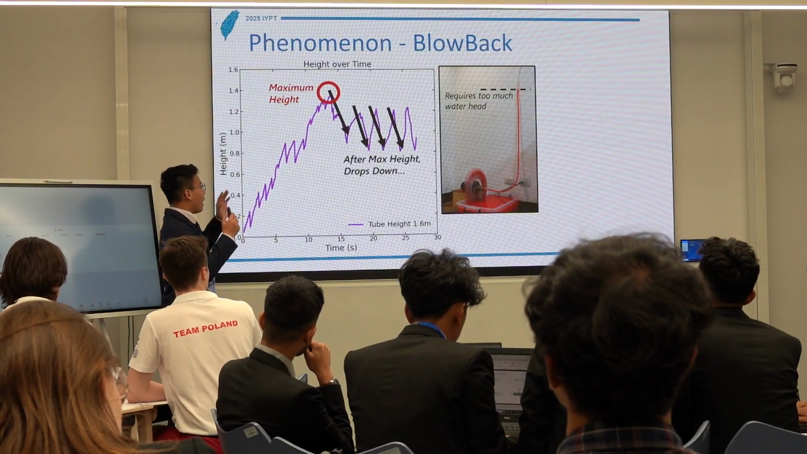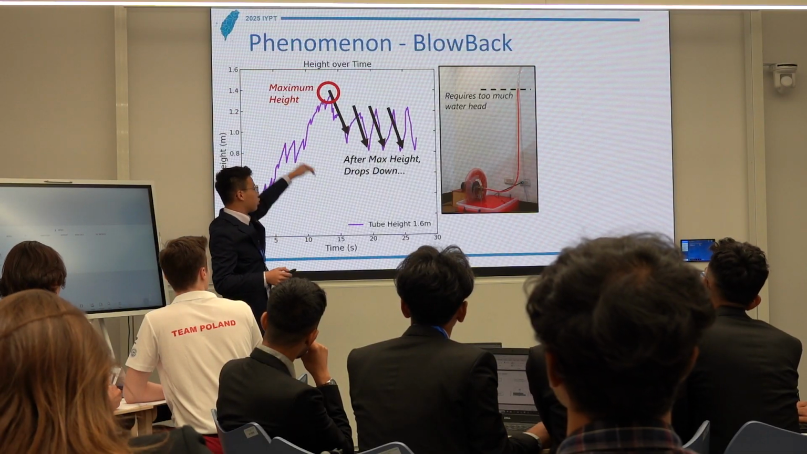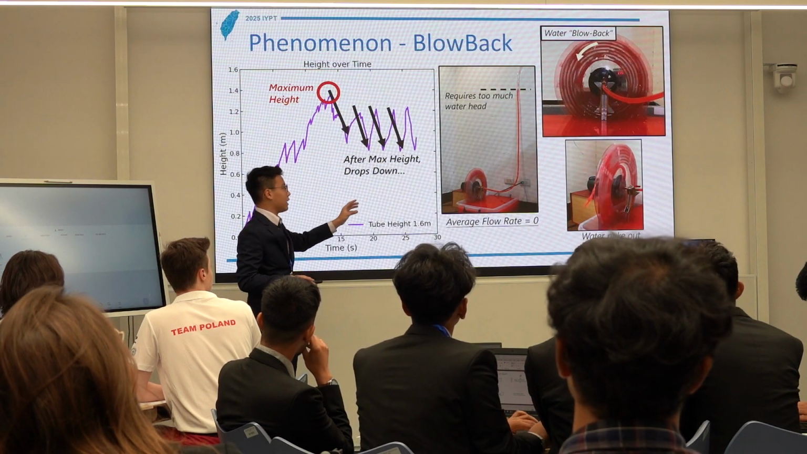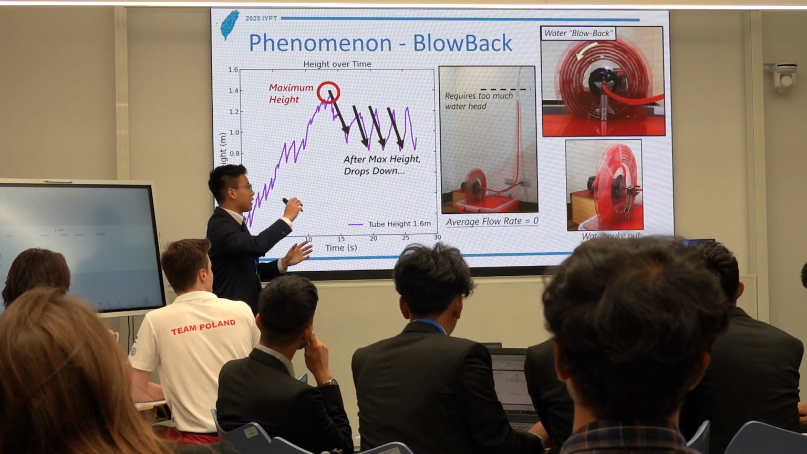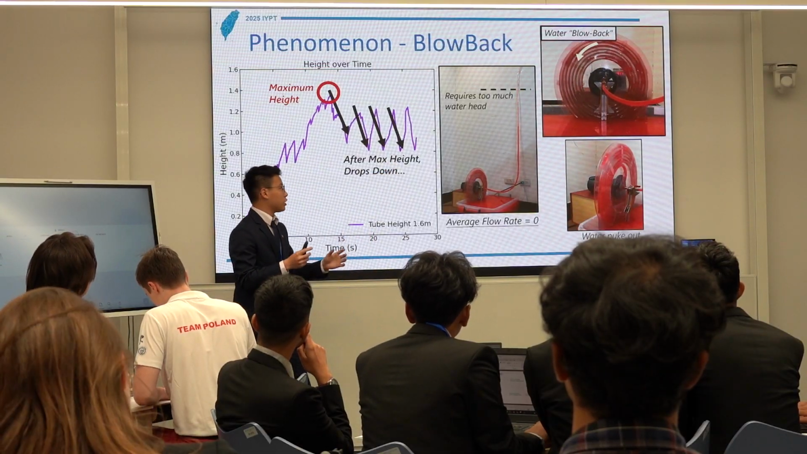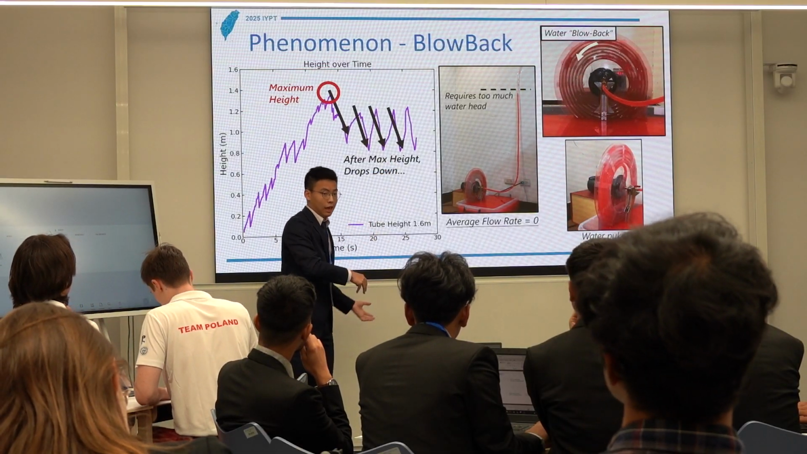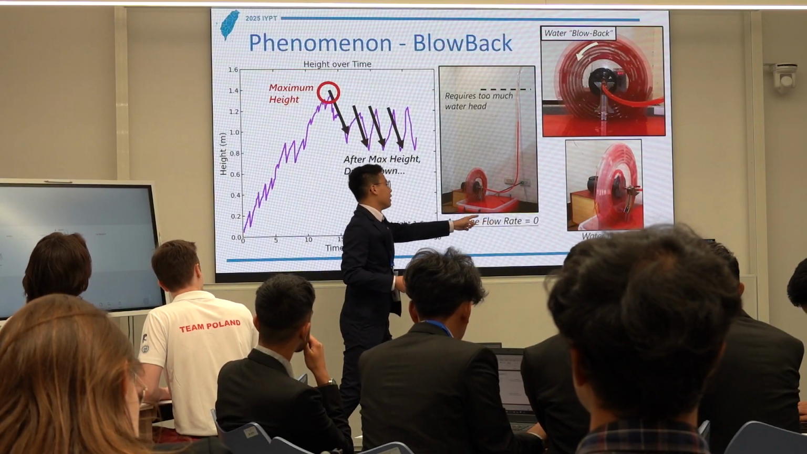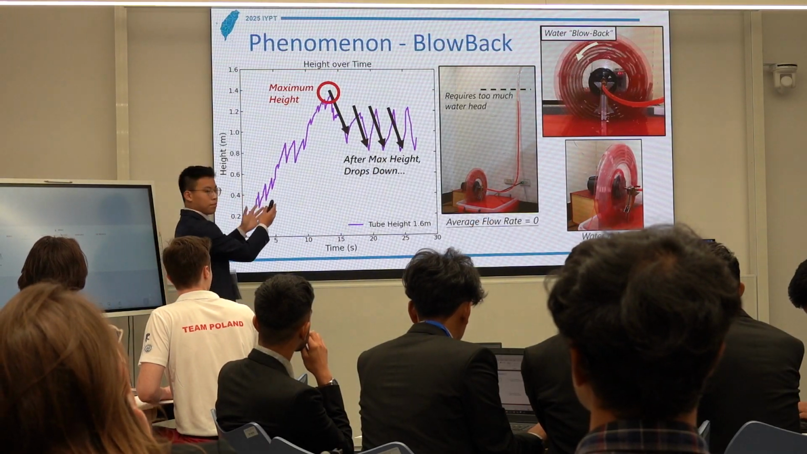To explain why after reaching a maximum height it will drop down: in this configuration, the water requires too much water head, so the pump cannot sustain it. So it actually pushes all the water back. The water will have a flow back phenomenon, which makes the water flow in the opposite direction from where we're trying to pump. And we see the water puking out from the opening. So the average flow rate for this particular pump will be 0.